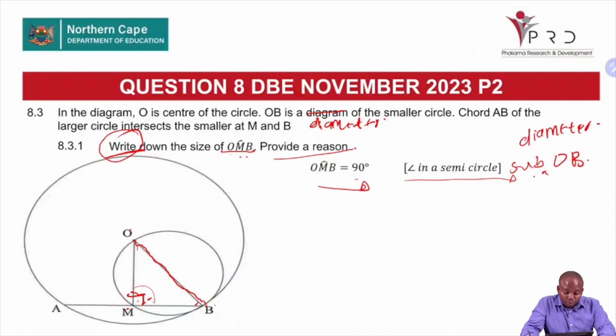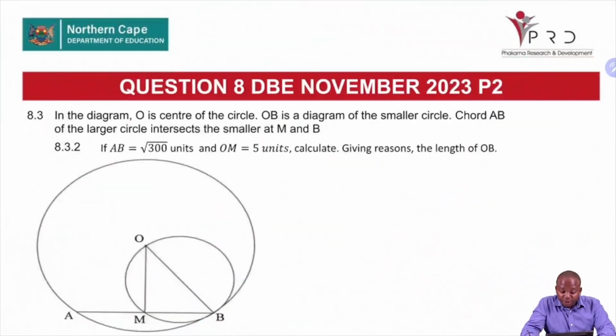Now let's look at 8.3.2. Remember, we've established that this is 90 degrees. Now they said if AB is root of 300 units, so the whole of AB from there to there is root of 300. Then they said OM is 5 units, so OM, which is from there to there, is 5 units. Calculate, giving reasons, the length of OB. So they want us to find this length.